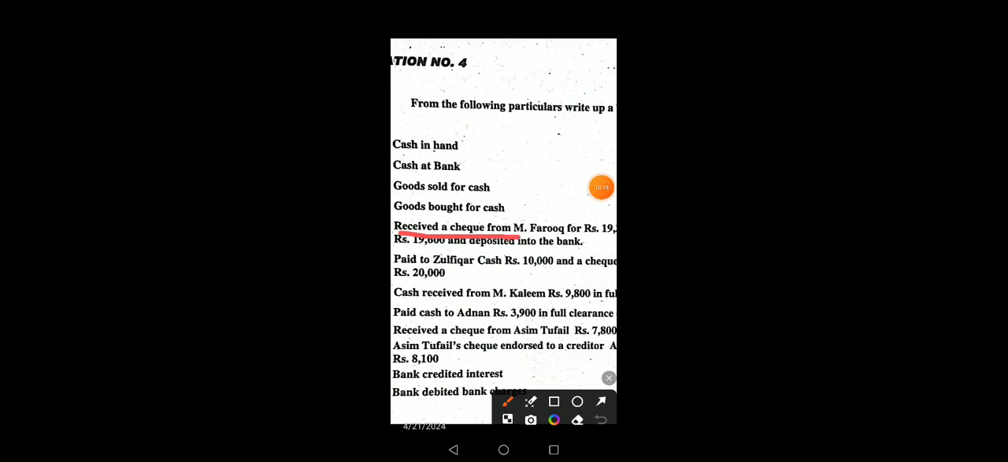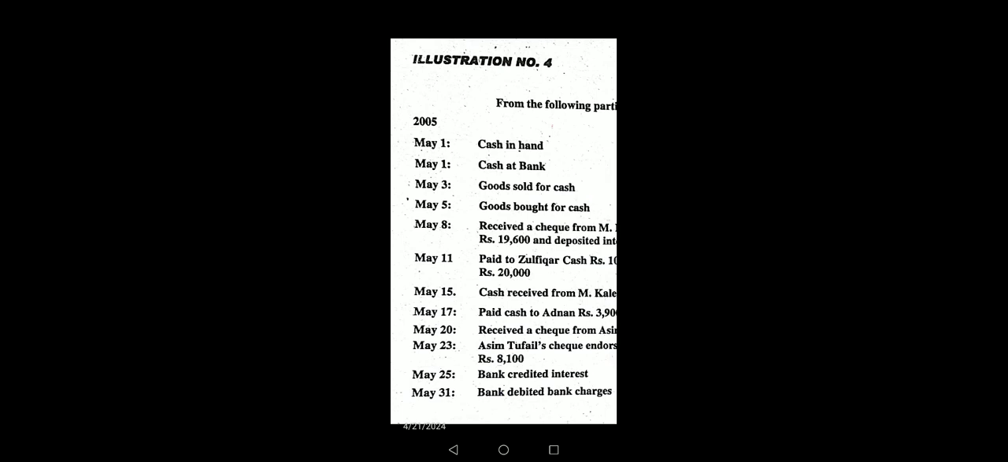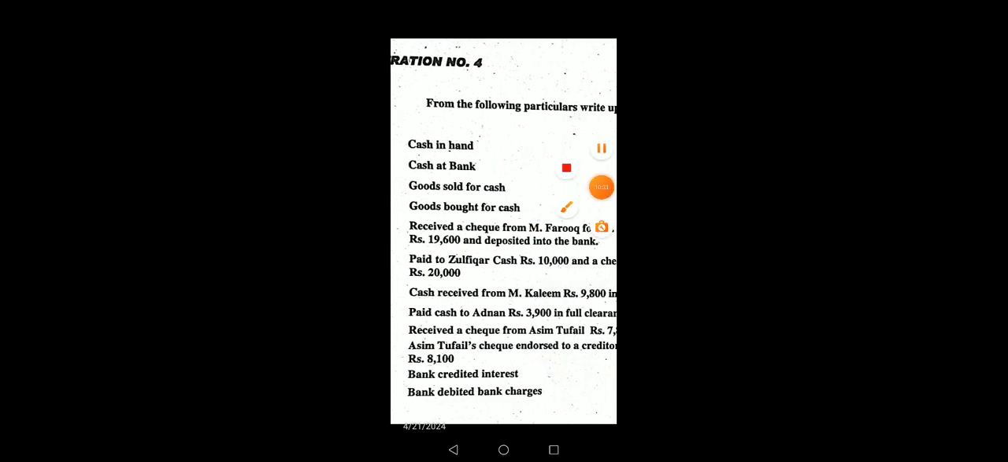Received a check from Farooq, 19,300 in full settlement of his dues. Full settlement was 19,600. And the third step is what? You had deposited the same check into the bank. You can make two entries or you can make a single entry.